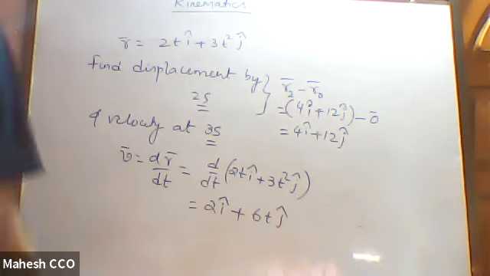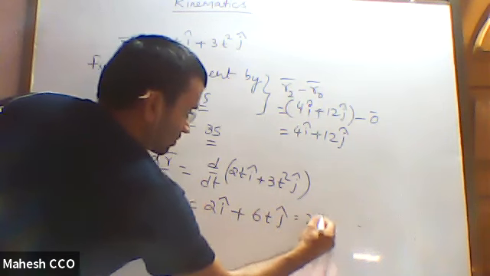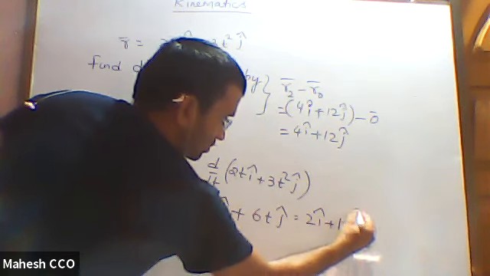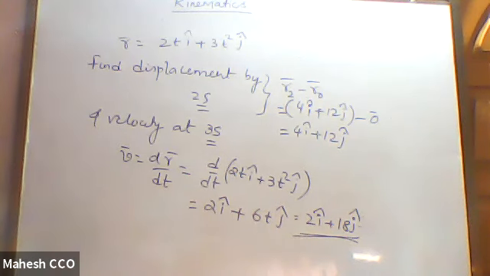Now velocity at 3 seconds is being asked, so substitute t equal to 3 here. You will get the velocity at t equal to 3 seconds as 2 i cap plus 18 j cap. That is the velocity. So this is how you solve simple problems based on the relations between velocity, displacement, time, all these relations.